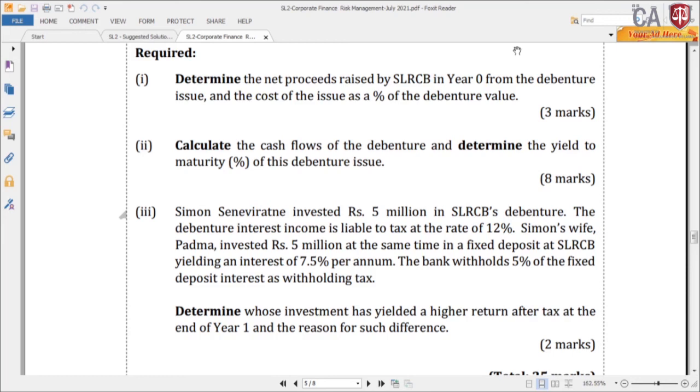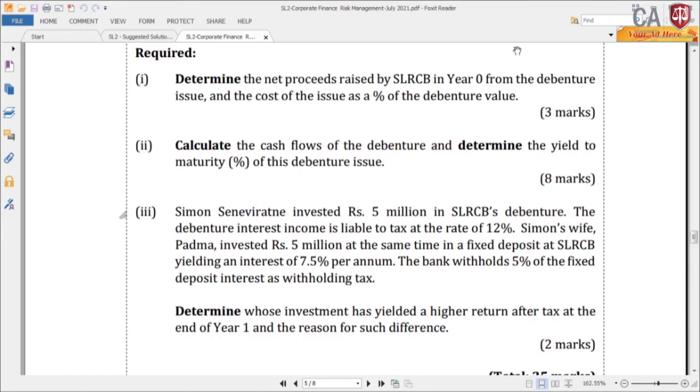So she has not invested in debenture, she has invested in the fixed deposit. Same bank, yielding an interest of 7.5%, and the tax will be 5% on withholding tax. Determine whose investment has yielded higher return after tax at the end of year 1 and reason for such a difference. Only 2 marks. So it's a very simple question.